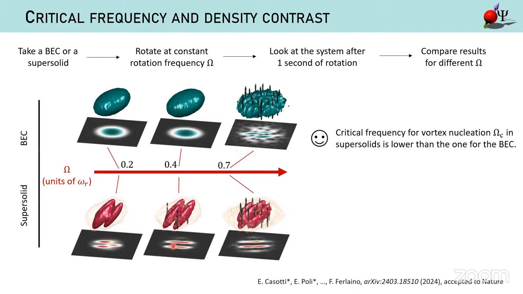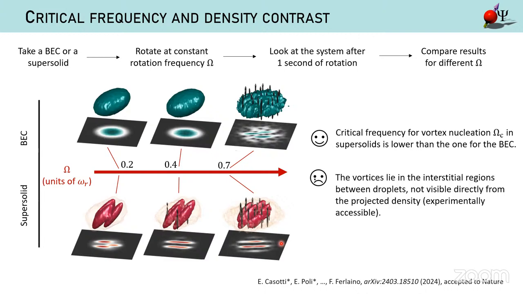But there's bad news. As you can see here from the projected density, we clearly see the holes when we are in the BEC phase, but we don't clearly see holes when we are in the supersolid phase. This is because vortices lie in the low density interstitial region in between the droplets, and so they're not really directly visible from the projected density, which is the quantity that is experimentally accessible. So we need to find a way to see these vortices.